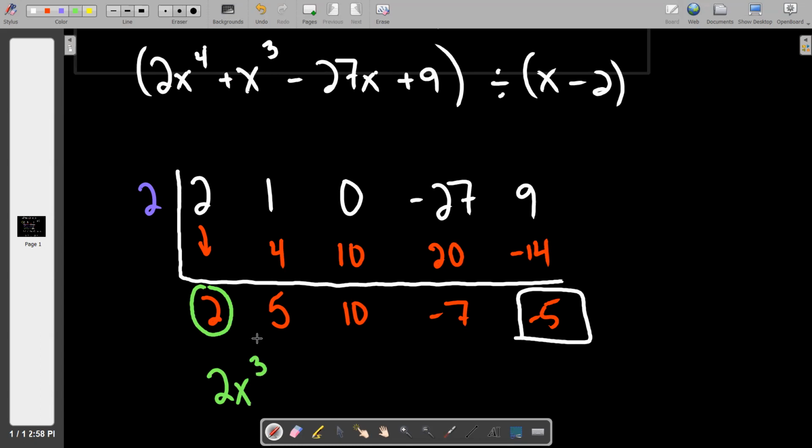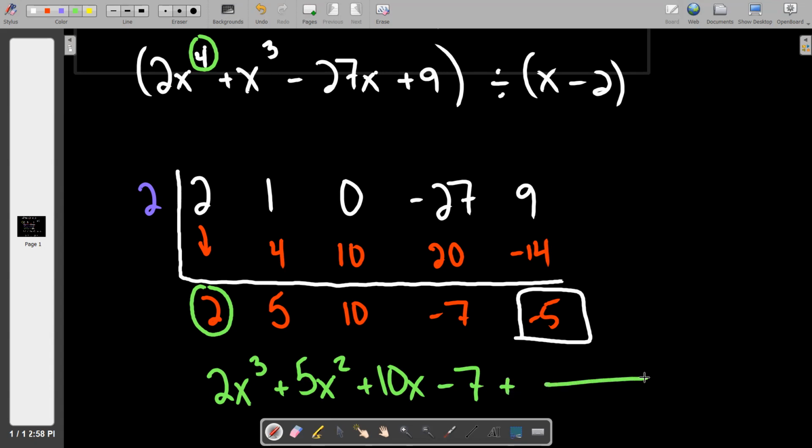And if you're wondering again where that comes from, he's just one less power than where he started. And then we just build it, scaffold our way down throughout the term. So 2x to the third plus 5x squared plus 10 regular x's minus 7 plus a fraction. And what goes on top of the fraction? Good. And what goes on the bottom? Just like that.